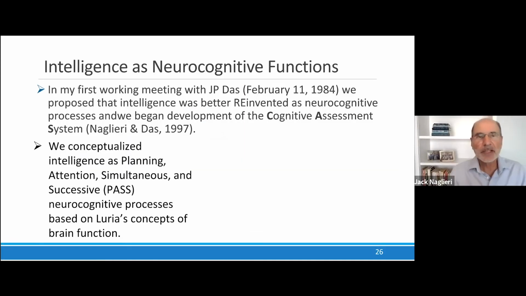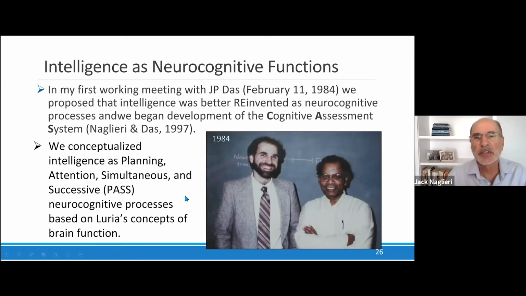So I want to clarify a few things about PASS theory. Where did it come from? I first started working with this theory actually in the late 70s when I developed with the Kaufmans a lot of their KABC. And we read J.P. Das, who's pictured here with me, his book on simultaneous and successive cognitive processes published in 1979. Some years later, JP and I met. This is our first meeting.